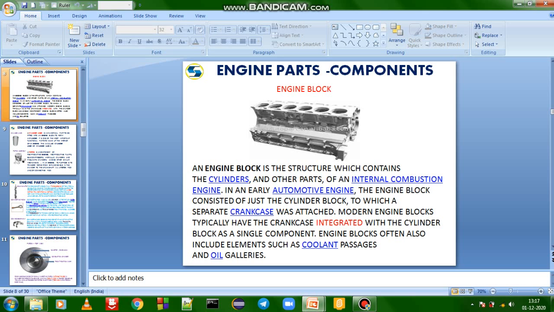Friends, from this chapter, today we'll learn what is an engine. Every part of the engine will be described in detail. So we'll start from the engine block.